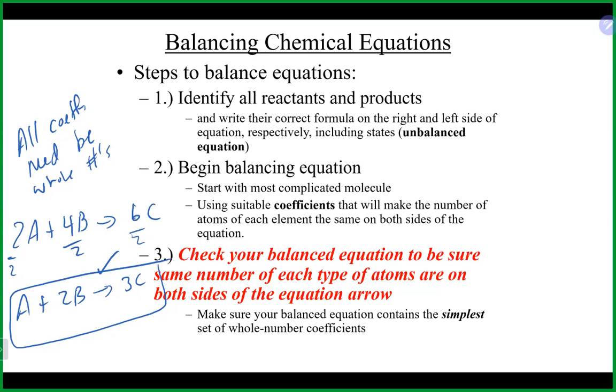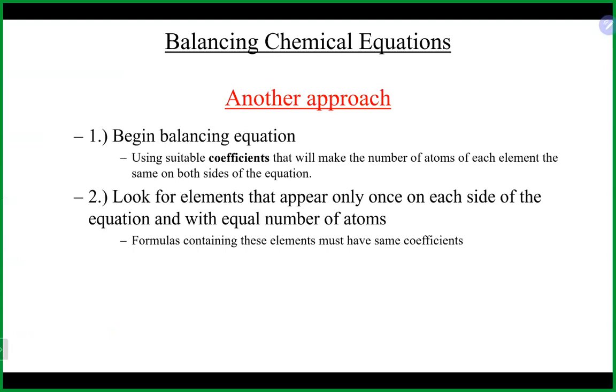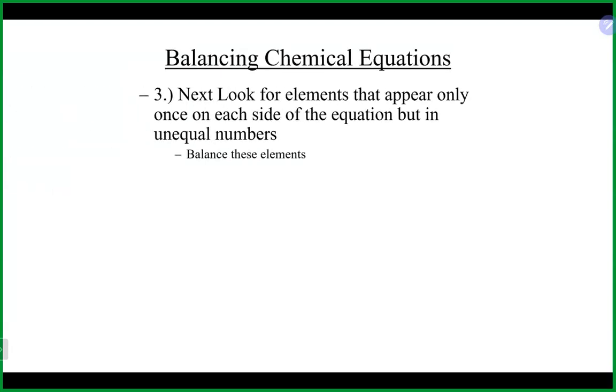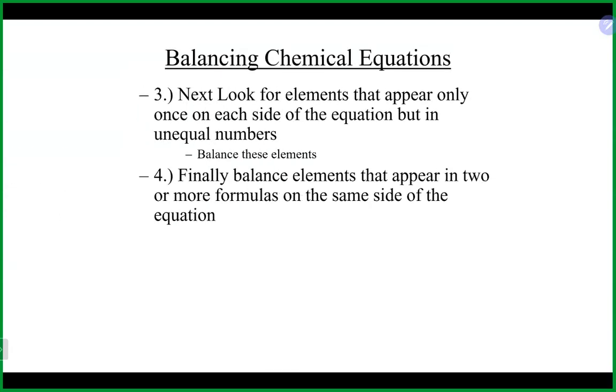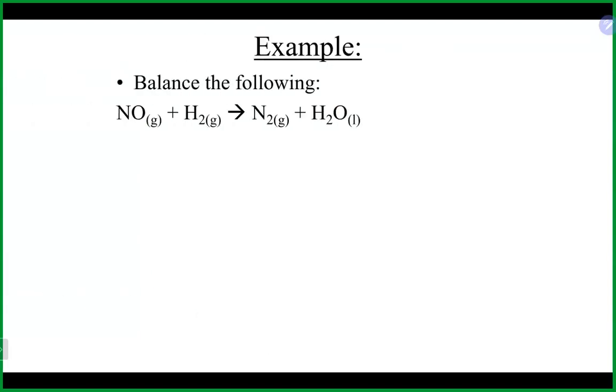Here's another approach. If you like this one as well, this one is more looking for ones that appear only once on each side. Which is more the way I probably would do it, and then balancing the more complicated ones towards the end. And again, the important part here is just to make sure that you have it balanced at the very end. All right, so let's take a look at an example here together, and I'll show you sort of the way I would approach it. So if we have this equation, I'm just going to rewrite it to give me a little bit more room here.